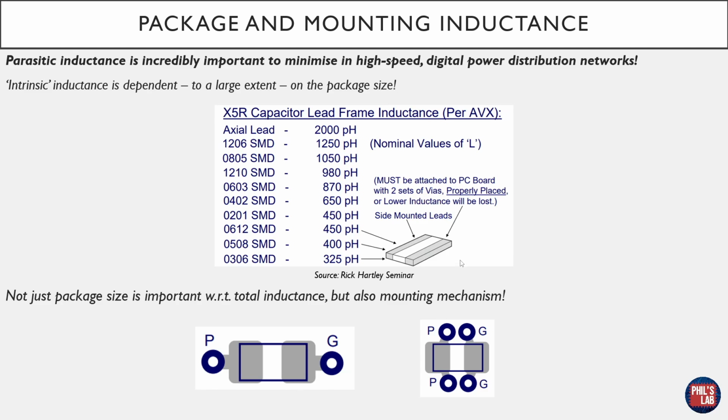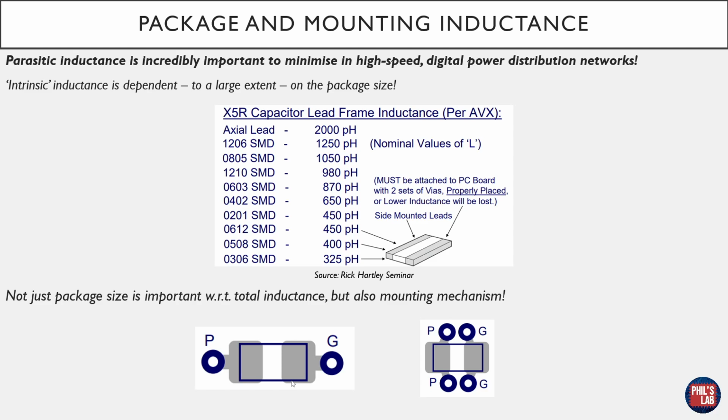Keep in mind, this is assuming also you've attached your capacitors properly, and properly in this sense is rather vague, to your power distribution network. And you can see this on the bottom-hand side. Not only is the capacitor package size important, but also the mounting mechanism. So how do we place, for example, power and ground vias? Do we route our power? Do we route our ground?